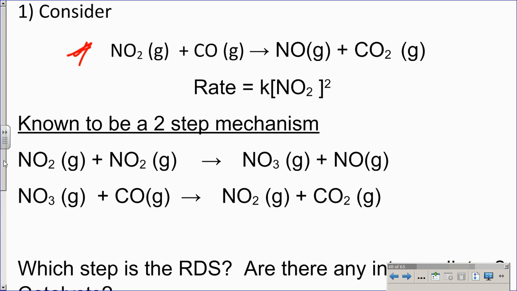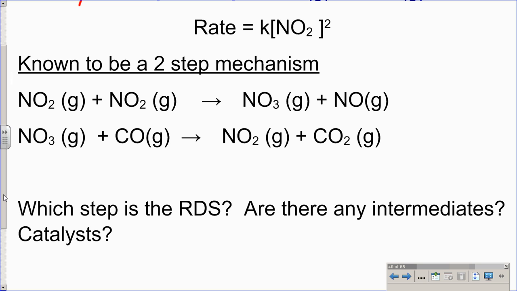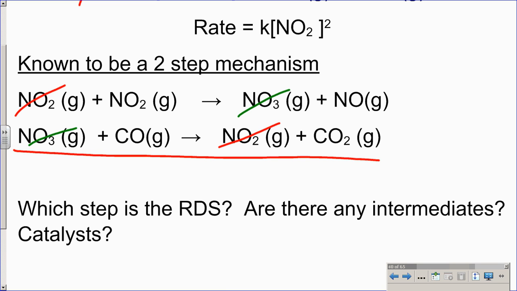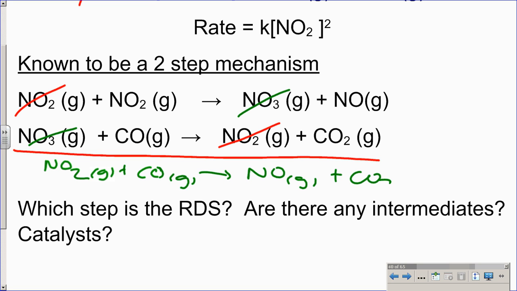reaction up there. So first step is to add up your elementary steps. So add them up like Hess's law. What do you notice can be canceled from left and right? Nitrogen dioxide, and NO3, which is nitrogen trioxide, and nitrogen trioxide. Anything else? No. So what pulls down? And CO, okay. Oops, sorry, CO. So nitrogen monoxide and carbon dioxide.